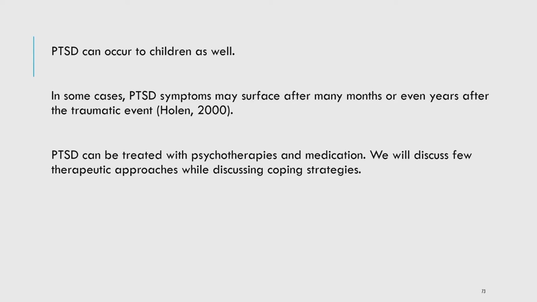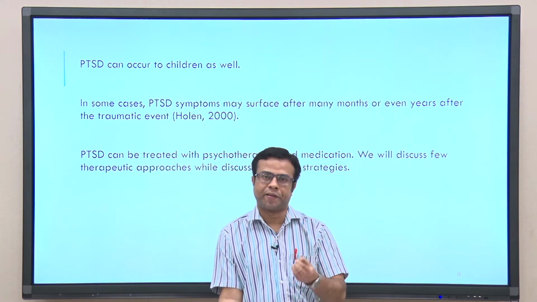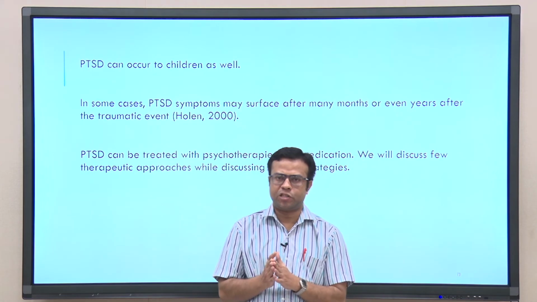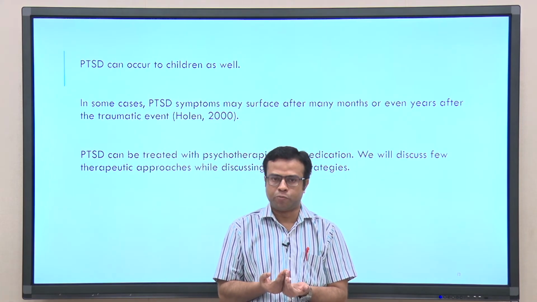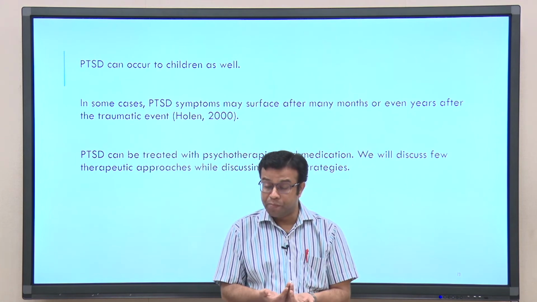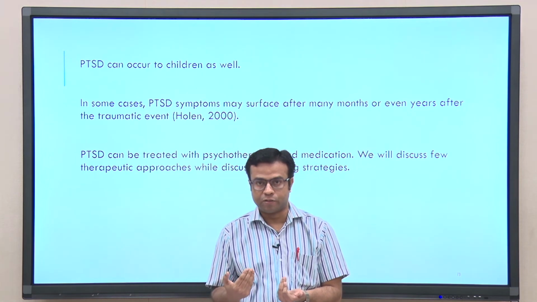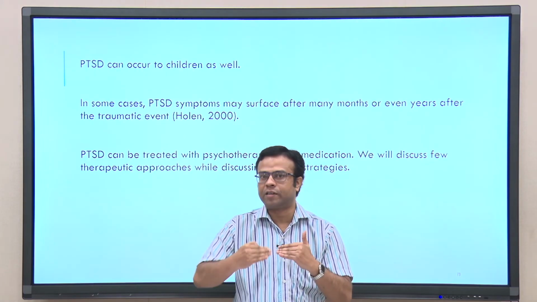Now, PTSD can occur in children as well. We will look into a little more detail about the children aspect. It is not just that adults experience PTSD. In some cases, PTSD symptoms may surface many months or even years after the traumatic event. In some exceptional cases, people do not immediately show symptoms of PTSD, because they may become numb for some time, but they may express their symptoms even after months and years. So, it is possible that symptoms are repressed initially, but expressed later on.